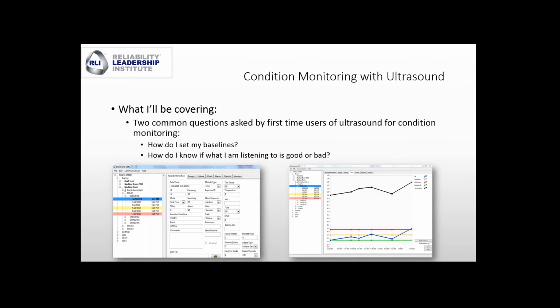So again, two very common questions that are very valid, mainly because we're going out for the first time using ultrasound for bearings and mechanical applications. And since we don't have any previous data collected, we don't really know if what we're listening to is good or bad. So related to that question, we'll also cover the point where ultrasound has evolved to now as a technology due to advancements in instrumentation and software.